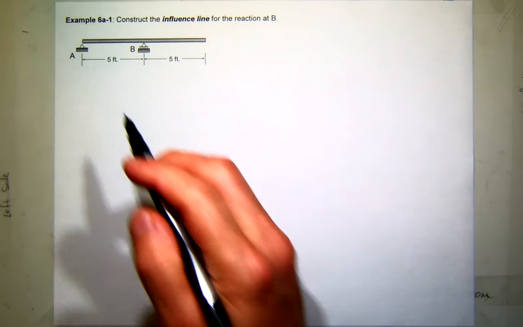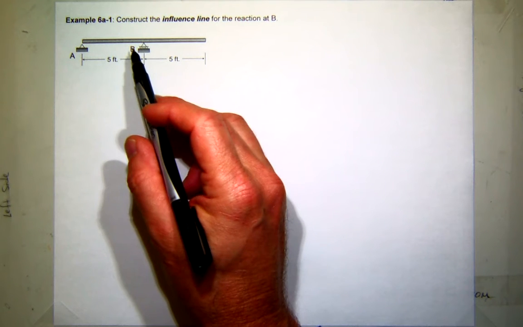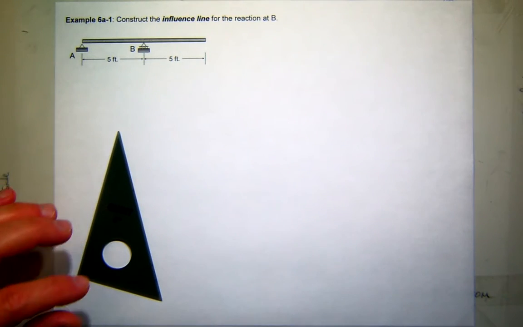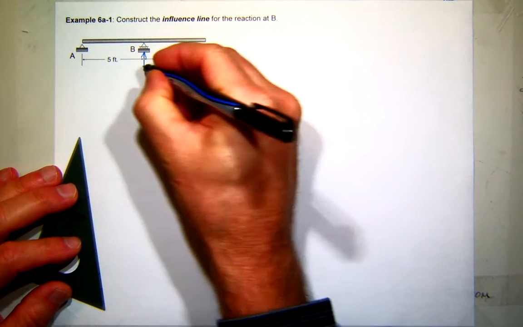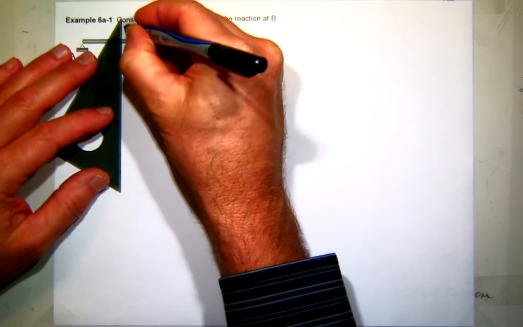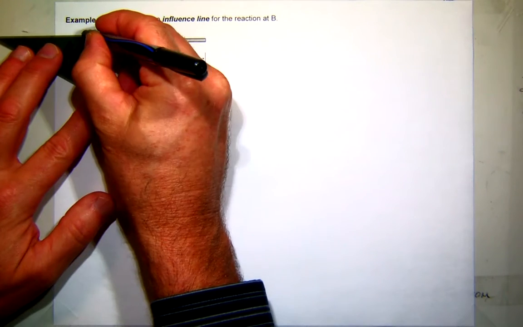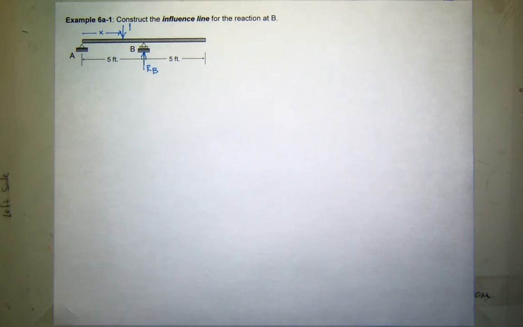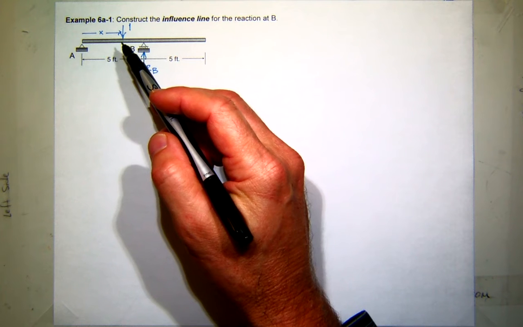All right, so what this problem asks for is the influence line for the reaction at B, and B is right here in the middle. So the simplest thing to do would be to look for my reaction at B as a function of my unit load. And I'll say that's at a distance x from the left-hand side. So can I solve for the reaction at B based on this position of the load? I think so. What would I do?